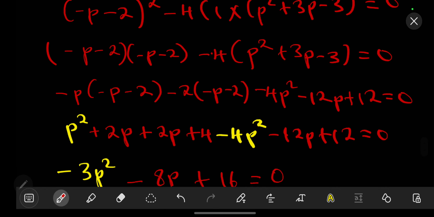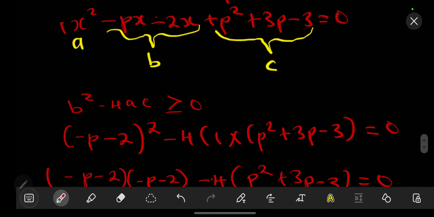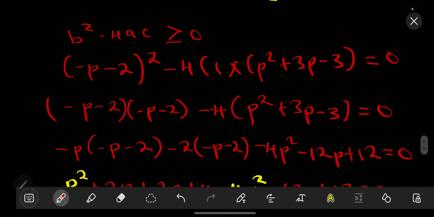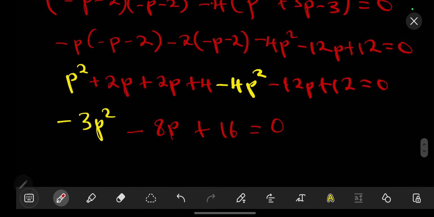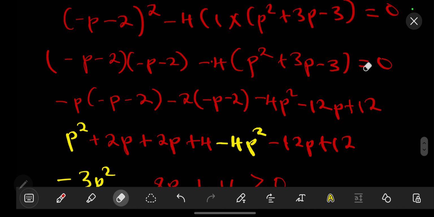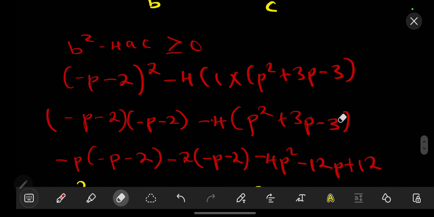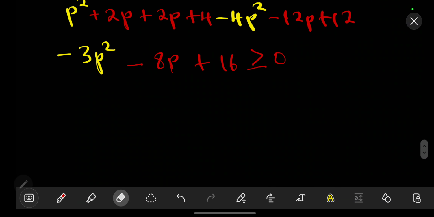Sorry, from there, we were not supposed to be using an equal sign. You can just change it to greater than or equal to. That should be the sign we use, unless we are sure that it is just one repeated root. So we have it should be greater than or equal to 0. Now this is a quadratic.